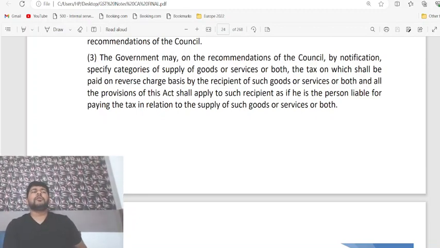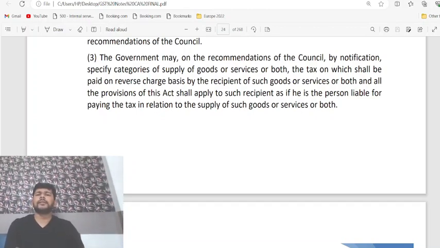Like in normal scenario in IGST also, if I want to give an illustration, then क्या होता है, the importer of services in India, he will be liable to pay the GST under reverse charge mechanism.